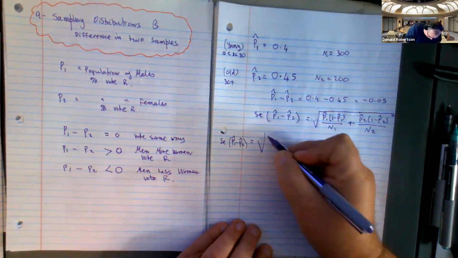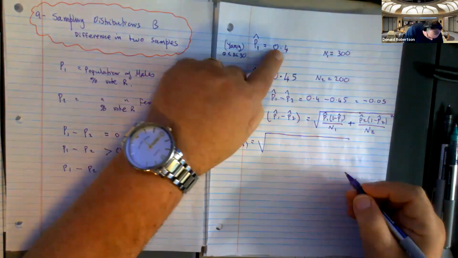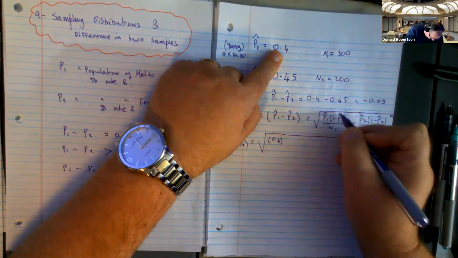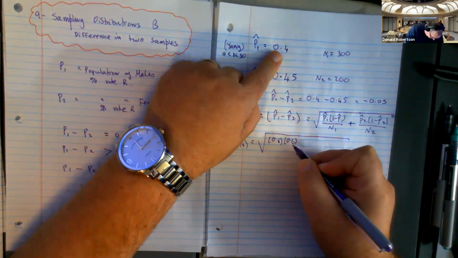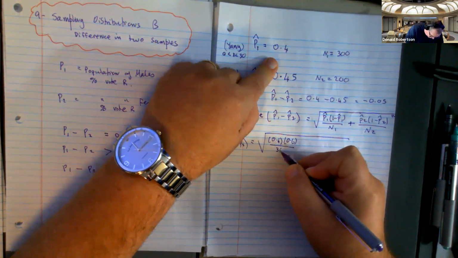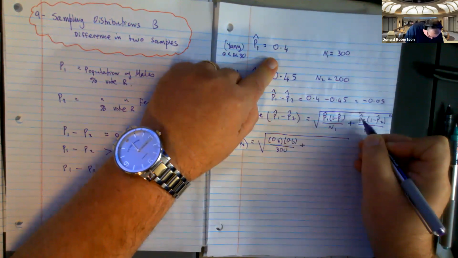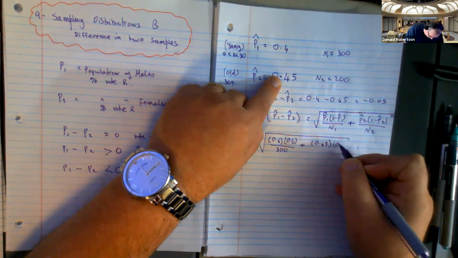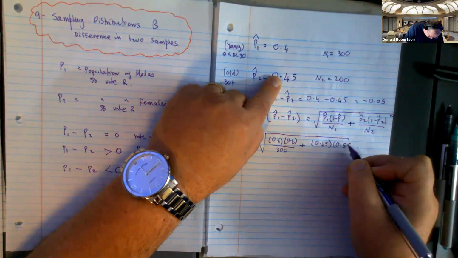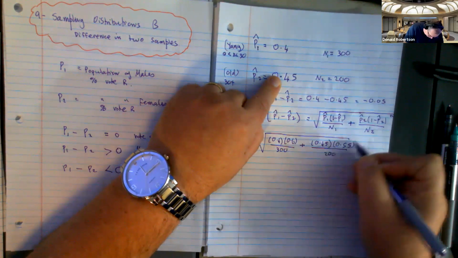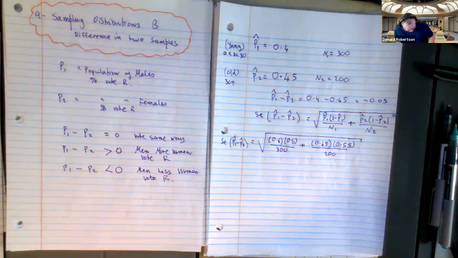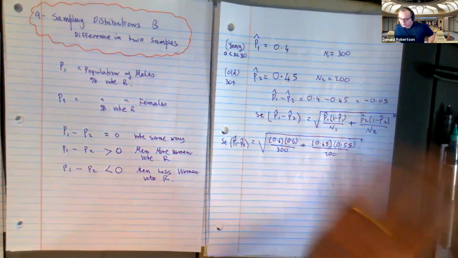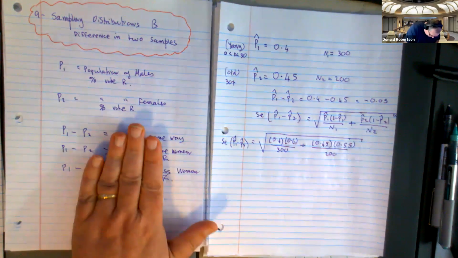So it's going to be the square root of, let's do the P1s, 0.4. One takeaway P1 is 0.6, and the sample size is 300, plus P2 now, 0.45. One takeaway that gets you 0.55 and divided by 200. So you're going to get questions where they just ask you to find P1 takeaway P2 and the standard error, right? And that's it. And then later on, we'll do more of this.